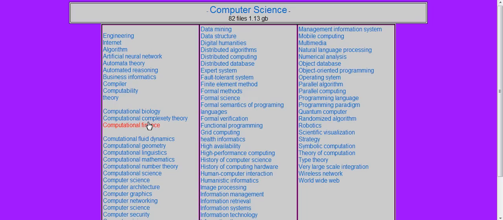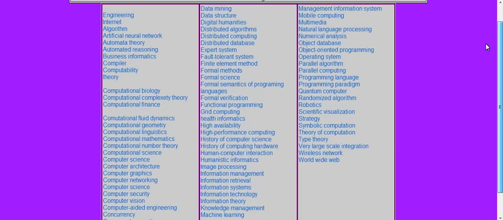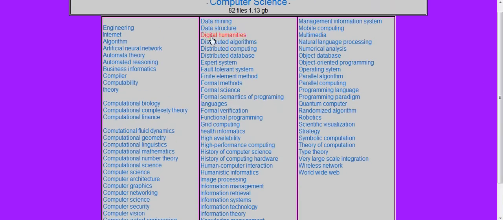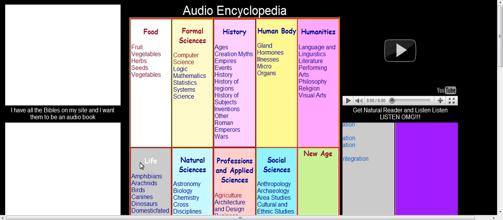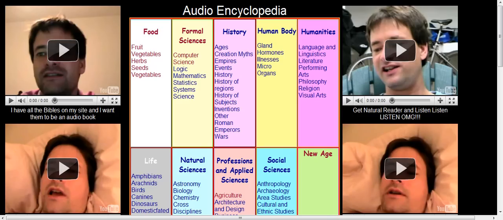Or you can just look at them individually, computer science. So there's lots, you can see all the different kinds of computer sciences right here together in one page. But unfortunately you can't get the, I have the Wikipedia MP3 files of these on my computer, on my external hard drive. So one day we'll figure it out.